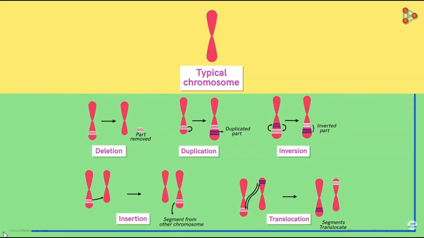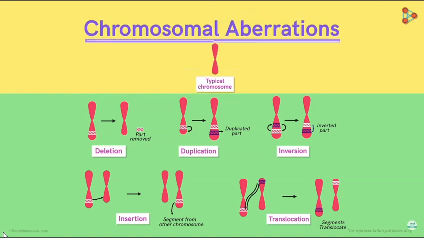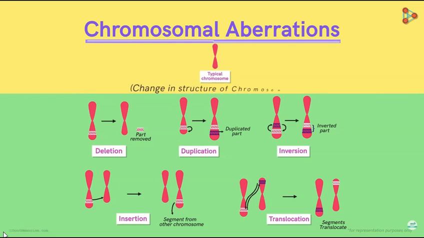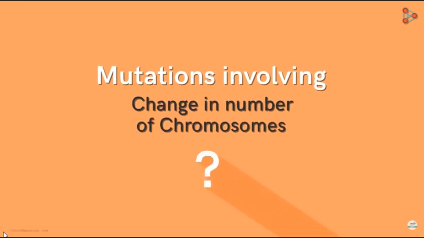All these mutations resulting in the disruption of normal chromosomal structures are broadly categorized under a single heading. They are categorized as chromosomal aberrations. Now, this was about the mutations that involve changes in the structure of the chromosomes. What about the mutations that involve a change in the number of chromosomes? Let's understand that in the next part.